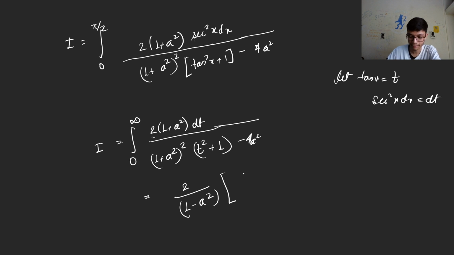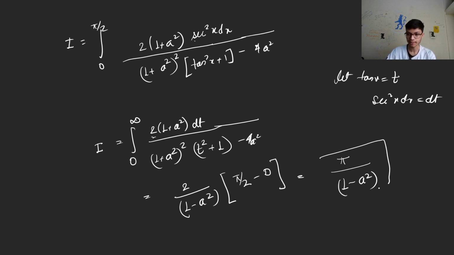and this 2 is from here. Okay, and the result is going to simplify as tan inverse of t within limit 0 to infinity, and that is going to be pi by 2 minus 0. So that is going to be equal to, this 2 and 2 get cancelled, pi divided by 1 minus a square. Okay, so that is the value of the integral.